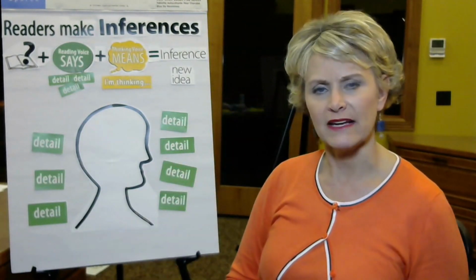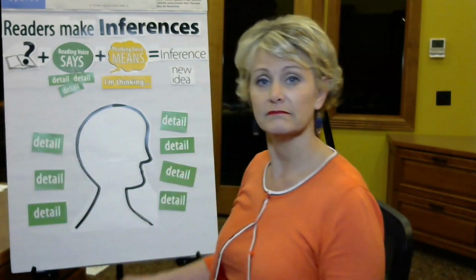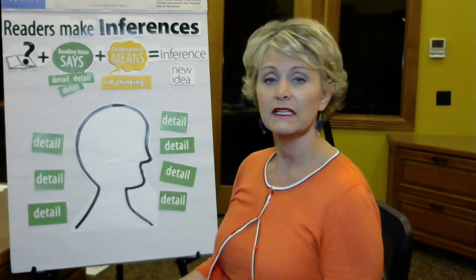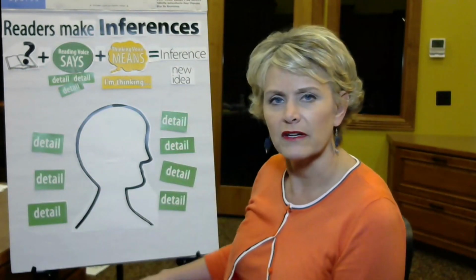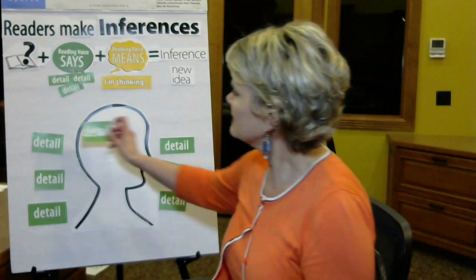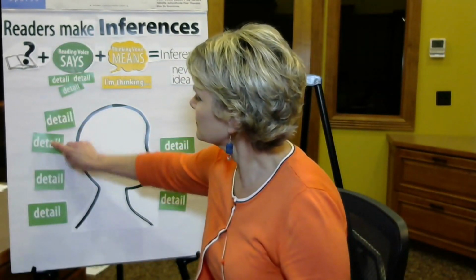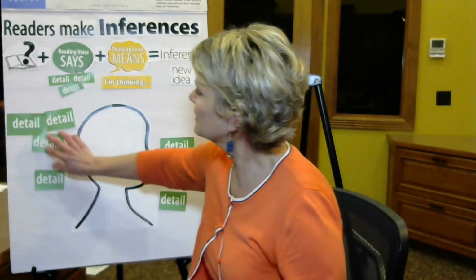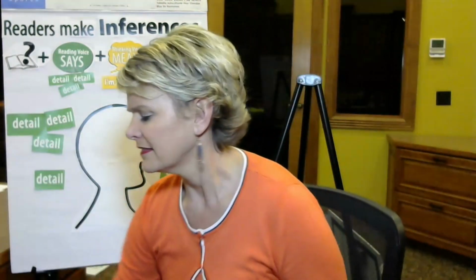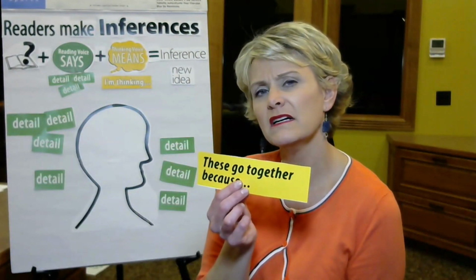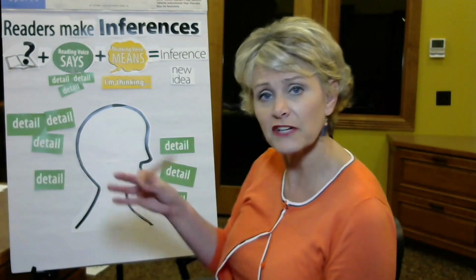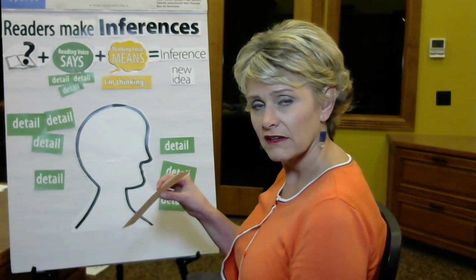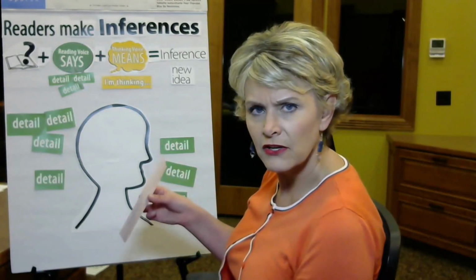And one of them is when you're looking at the details, after you've collected them or highlighted them or whatever, then I want you to start to look for details that you say go together. Well, this, and this, these all go together because why? I mean, you put them together. If you start to see things that you think go together, why do you think they go together?